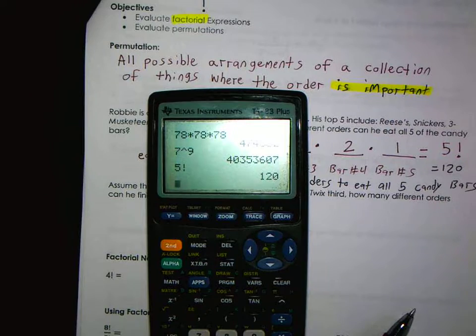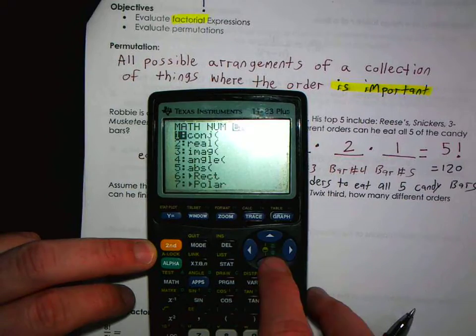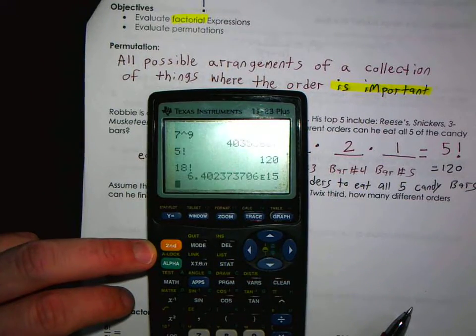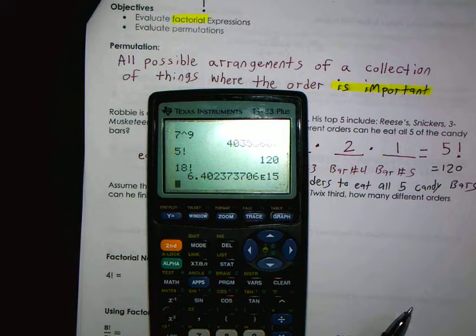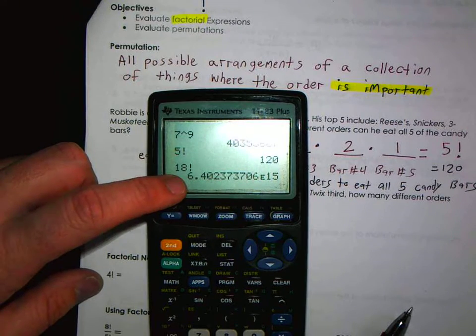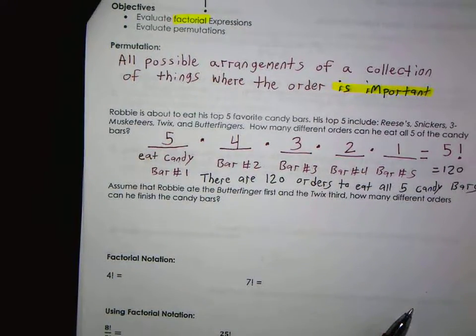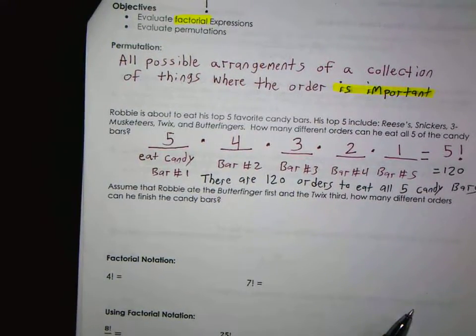So if you get something silly like 18 factorial, and you don't feel like typing in your calculator 18 times 17 times 16 times 15 times 14 times 13 times 12, because each time you're eating a candy bar, right? You know, 18 candy bars, how many different orders are there? Eat 18, eat 17, eat 16, eat 15, eat 14. You could just use the shortcut method, okay? Which is 6.4 times 10 to the 15th. There are a lot of combinations. Assuming all those candy bars are different, okay?